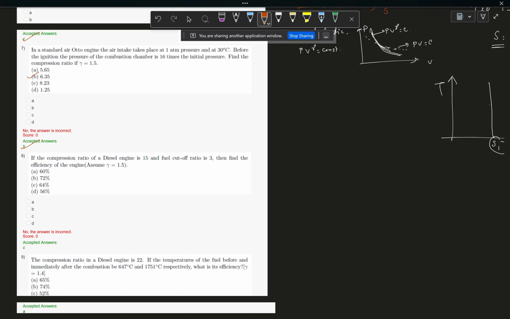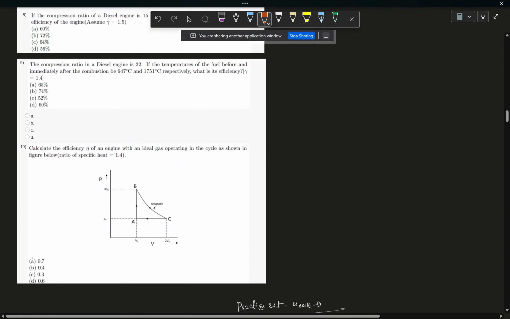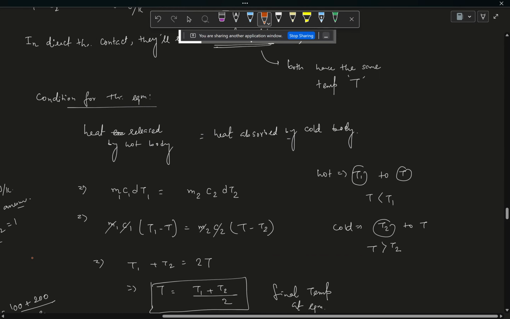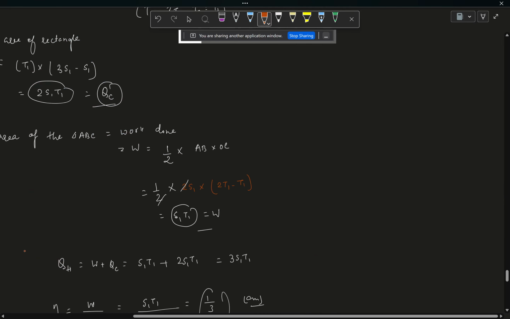So two pieces of information are given. The compression ratio is 15 and the fuel cut-off ratio, which is a new thing that we did not learn in the last engine, the auto engine. This is new for the diesel engine part. That is 3. Then find out the efficiency eta for that engine. This engine's efficiency formula is already there in the lecture, so let us recapitulate that and directly use it for the solution.